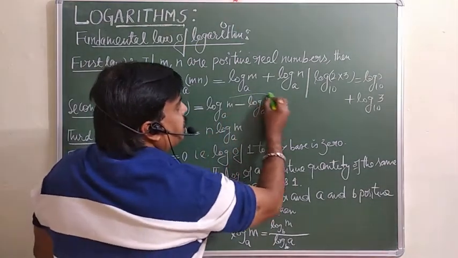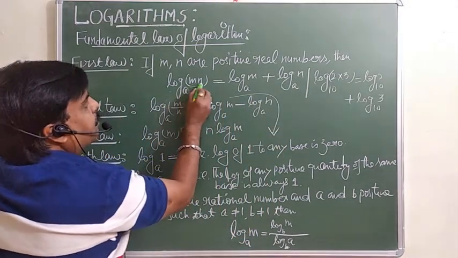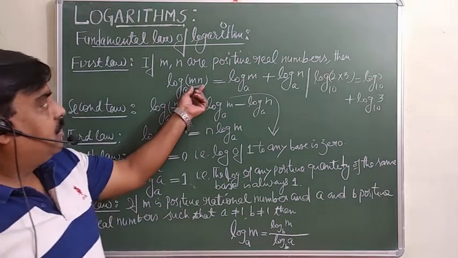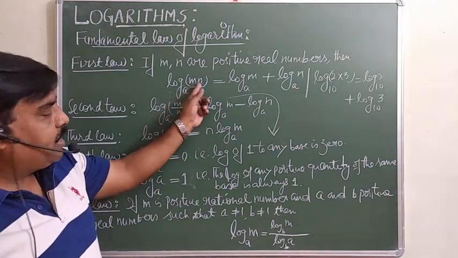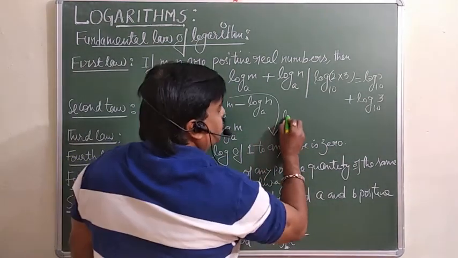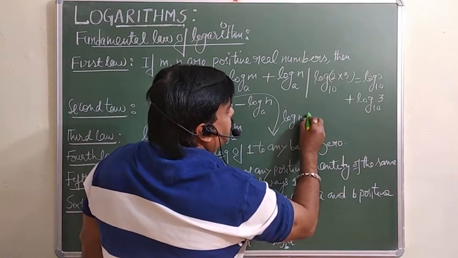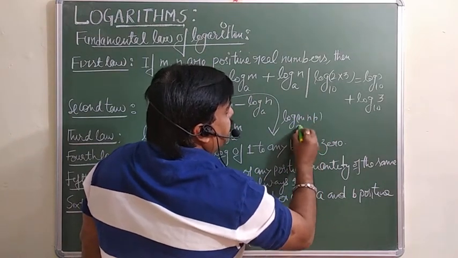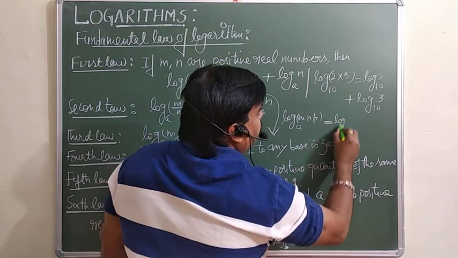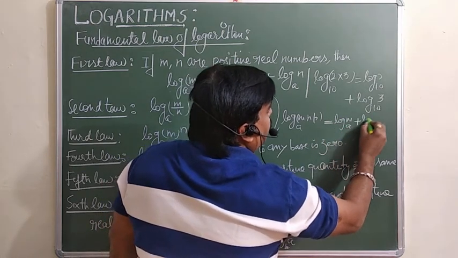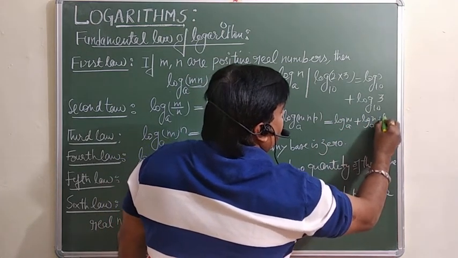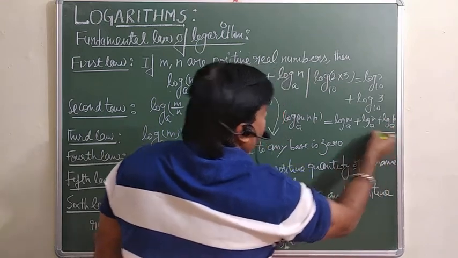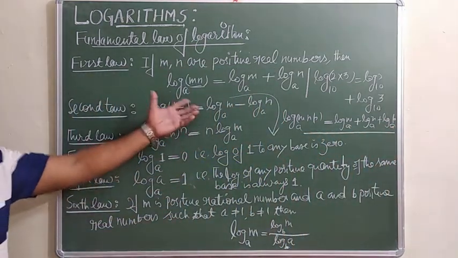And one more point is here only. In case of m into n, there may be more than two positive real numbers. M और n की जगह more than हो सकते हैं. For instance, suppose log of m n p is there at any base a, then you can write down log m base a plus log n base a plus log p base a. You can break it. This one is there only.